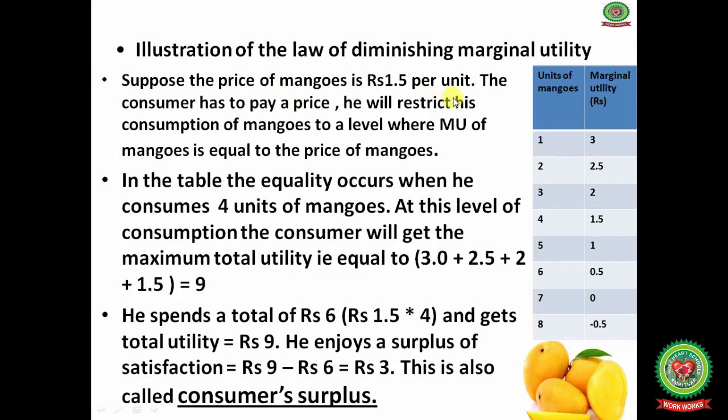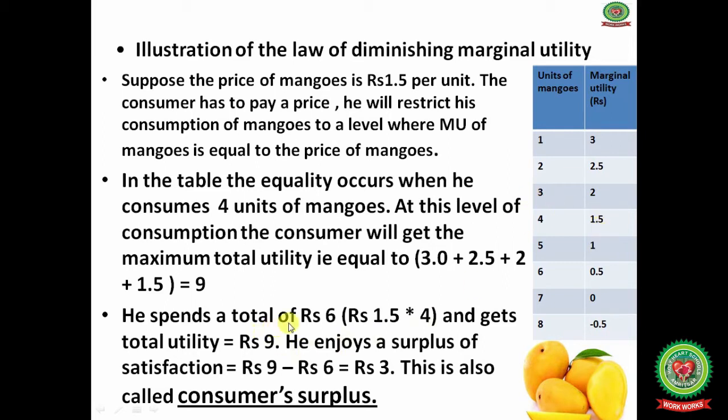Now, illustration of the law of diminishing marginal utility. Suppose the price of mangoes is rupees 1.5 per unit. The consumer has to pay a price. He will restrict his consumption of mangoes to a level where marginal utility of mangoes is equal to the price of mangoes. In the table, the equality occurs when he consumes 4 units of mangoes.